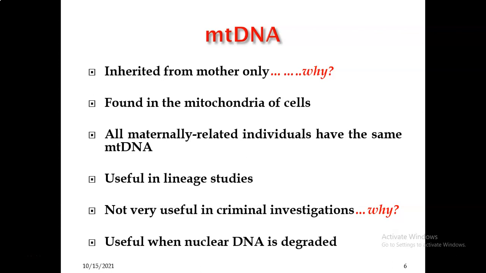So when you're talking about criminal investigation, we normally prefer nuclear DNA and not mitochondrial DNA because it is not unique. But it's very useful when nuclear DNA is degraded. You can resort to mitochondrial DNA, especially in missing person identification.